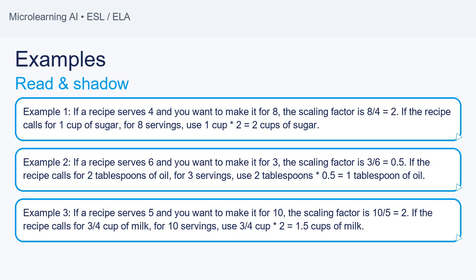Example 3. If a recipe serves 5 and you want to make it for 10, the scaling factor is 10 divided by 5 equals 2. If the recipe calls for 3/4 cup of milk for 10 servings, use 3/4 cup times 2 equals 1.5 cups of milk.